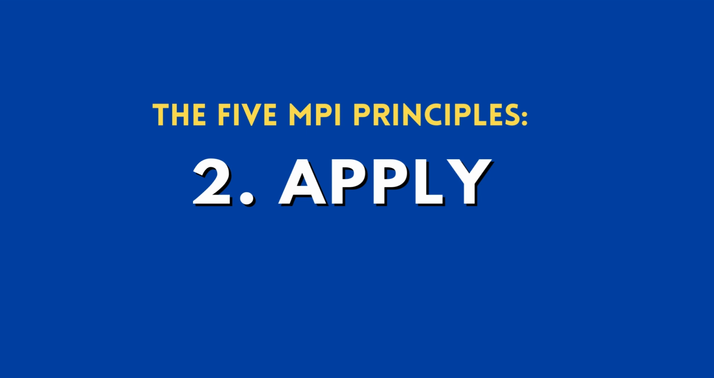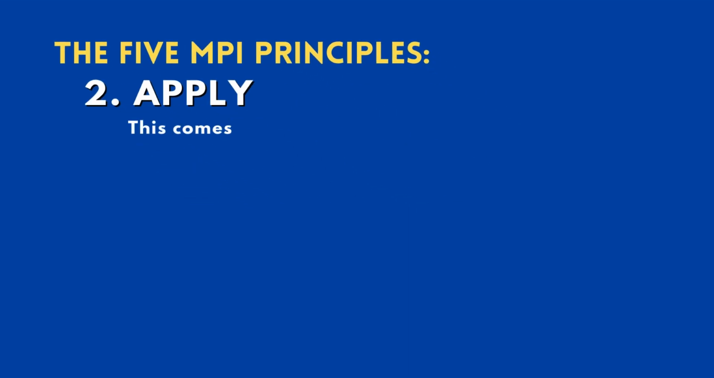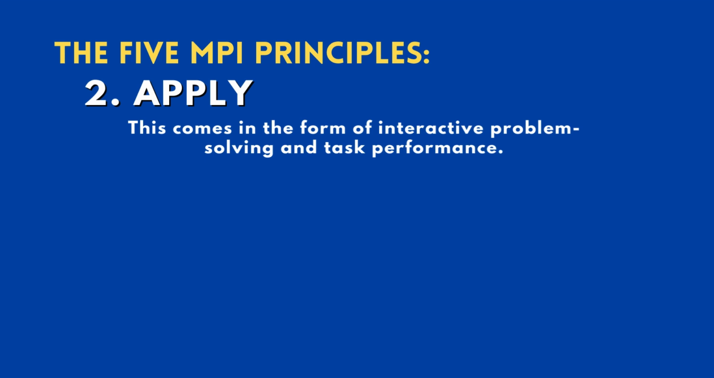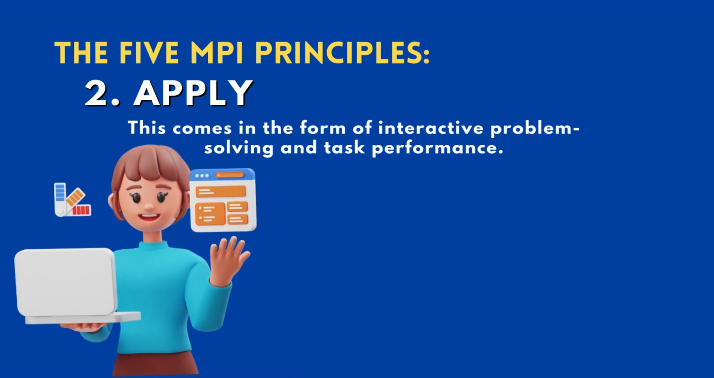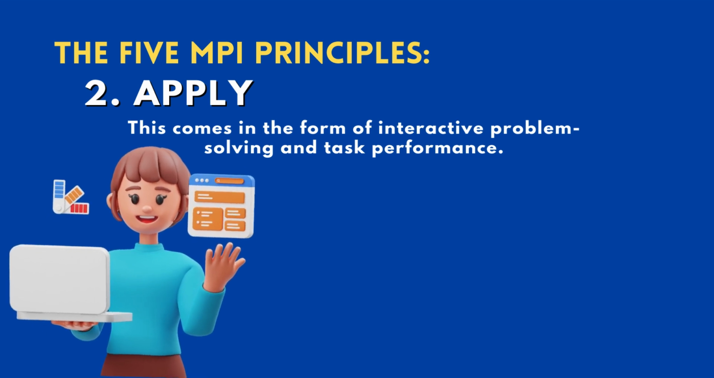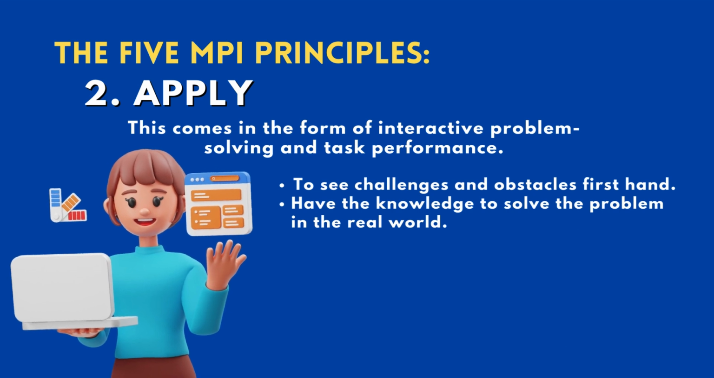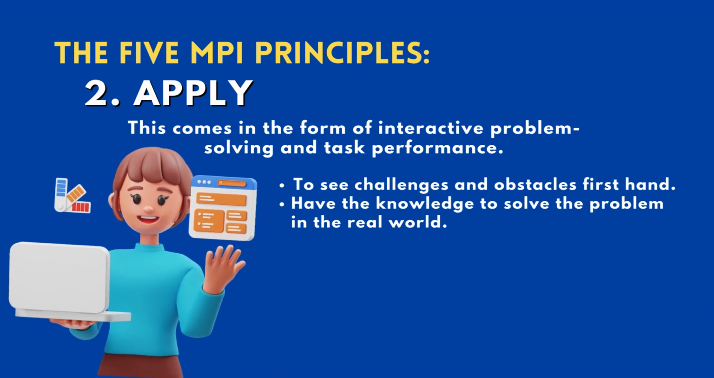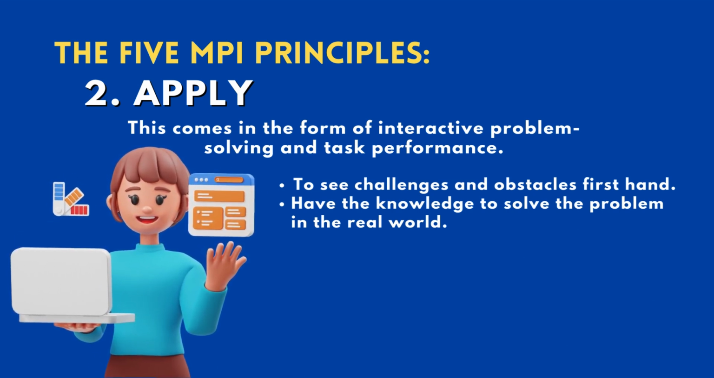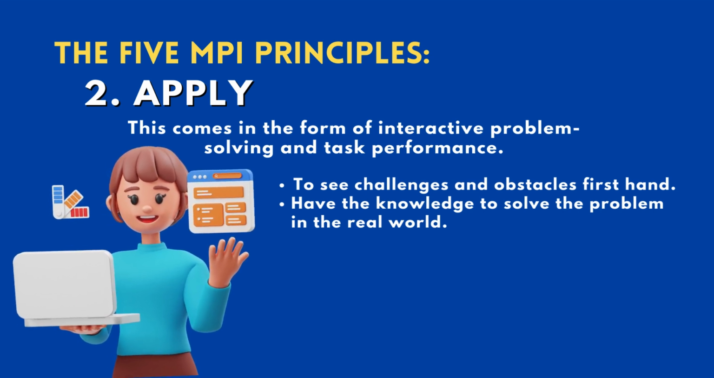2. Apply. Learners have to apply the information and skills they've learned to get the full benefit of the learning course. Based on the Merrill's principles of instruction, this comes in the form of interactive problem solving and task performance. For example, learners are encouraged to carry out each step of the task on their own. This gives them the ability to see the challenges and obstacles firsthand. Then, they have all the knowledge and experience they need to solve the problem in the real world.